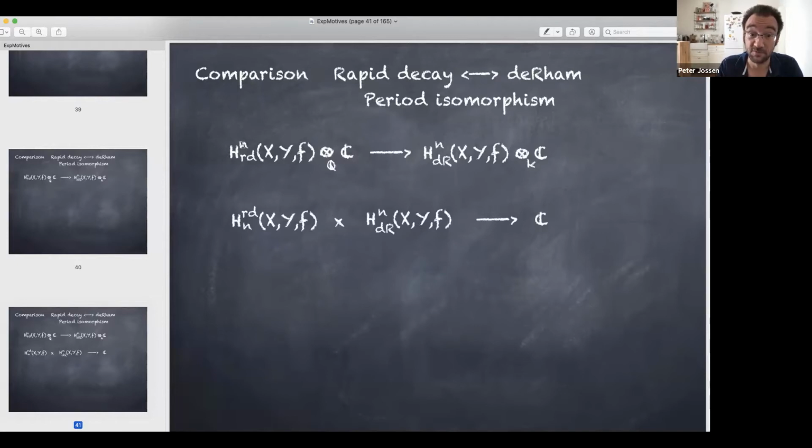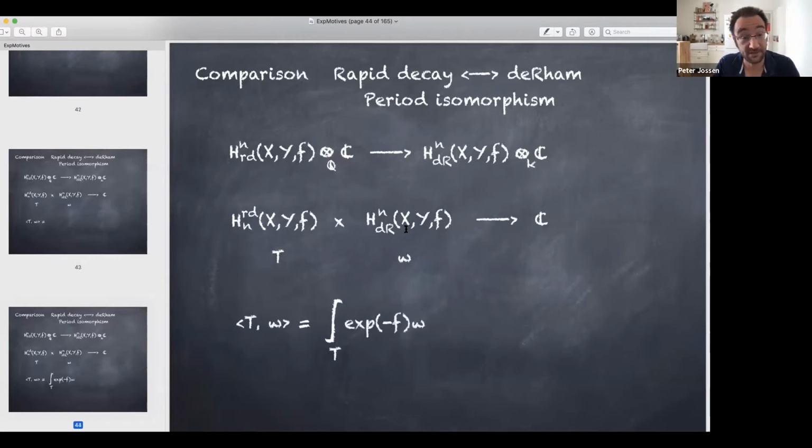So this map, this isomorphism, is best presented as a pairing. So I'm switching now from rapid decay cohomology to homology, and instead of writing the linear map, I'm writing a pairing. So that's exactly the same by linear algebra. So I want a complex valued pairing between rapid decay homology and the de Rham cohomology. So in homology, I'm giving a cycle, that's a topological n-cycle. And in the de Rham cohomology, I'm giving you a differential form representing a de Rham class. And so what can you do with a cycle and a form? Well, you can pair them together by integrating.